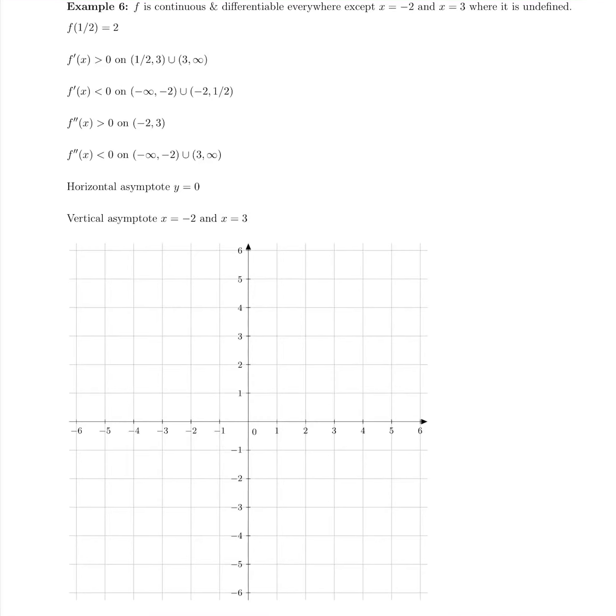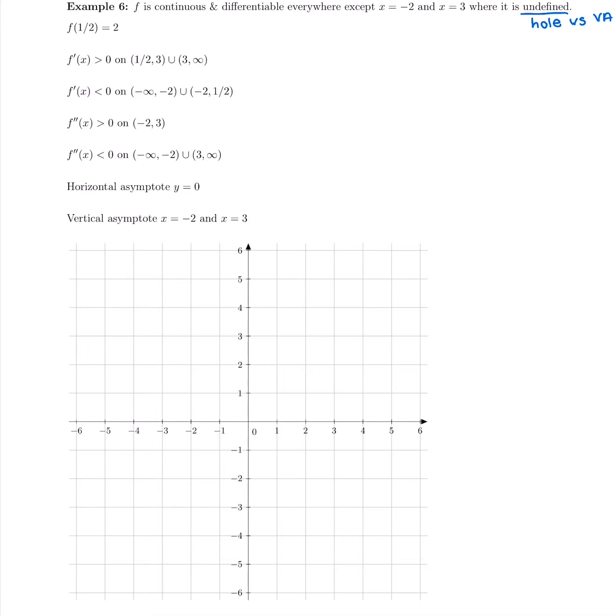For this example, we have something that looks a little bit more complicated. We have a lot of things that we want to meet. We want to be continuous and differentiable everywhere except for at -2 and 3 where we're undefined. So I'm going to think about undefined y values way back from test 1. That was a hole or a vertical asymptote, which would have an undefined y value, couldn't go into our calculator.